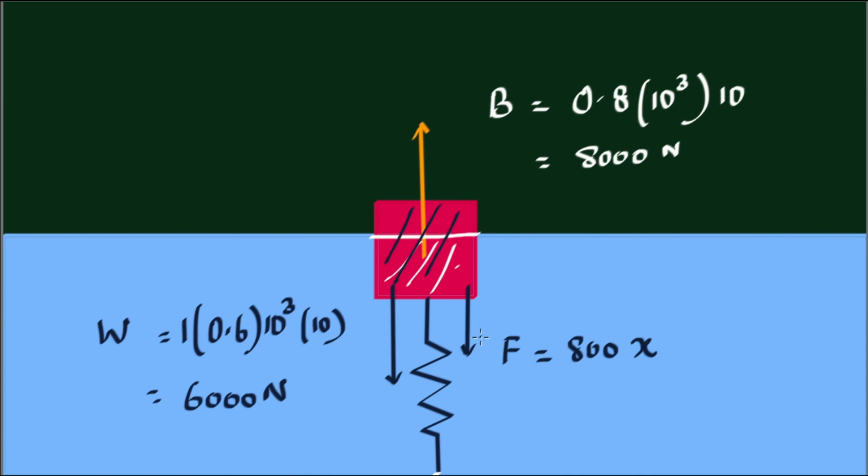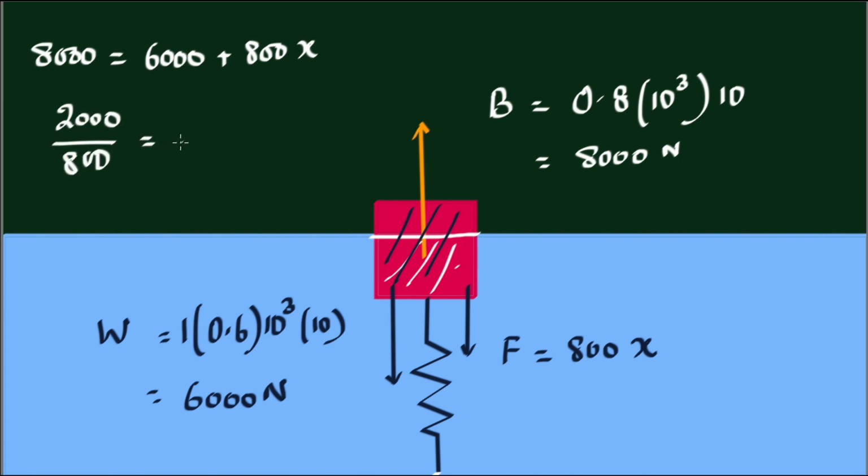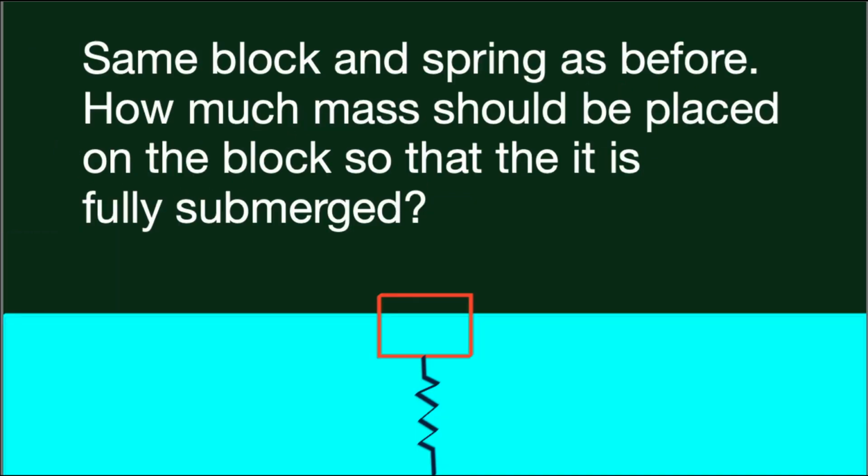Since it is in equilibrium, the net downward force is equal to the net upward force. So net upward force is 8000 is equal to 6000 plus 800x. So that gives me 2000 divided by 800 is equal to x, and simplifying that we get x is equal to 2.5 meters. Next problem.